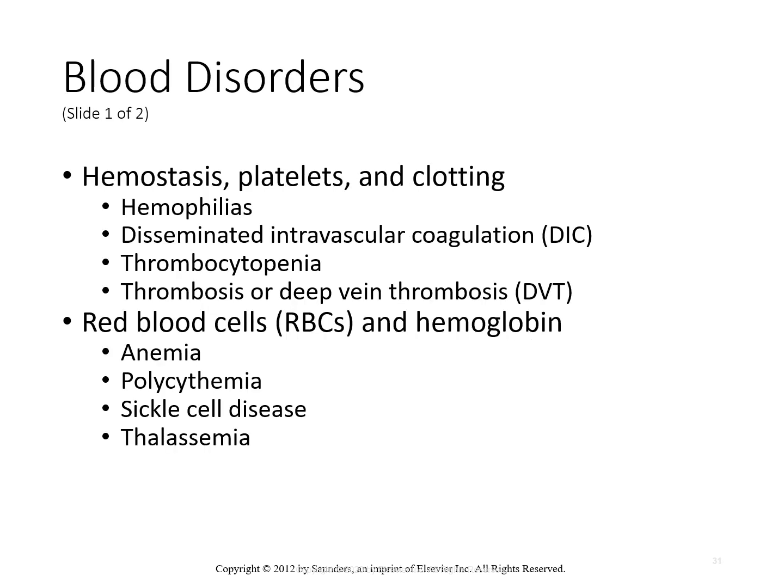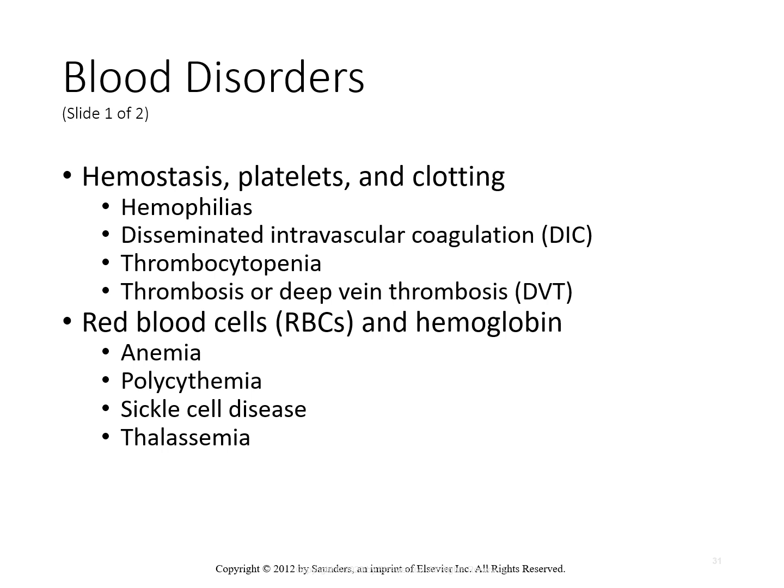There are certain blood disorders that can also be caused by problems with platelets, hemostasis, and clotting. So for hemostasis, platelets, and clotting blood disorders, we have the hemophilias. You have that disseminated intravascular coagulation, which is what I talked about earlier, where you have the uncontrollable production of blood clots in your body. You have thrombocytopenia, where they're not making enough platelets, or you have thrombosis or deep vein thrombosis, which is where there is a blood clot in your body.